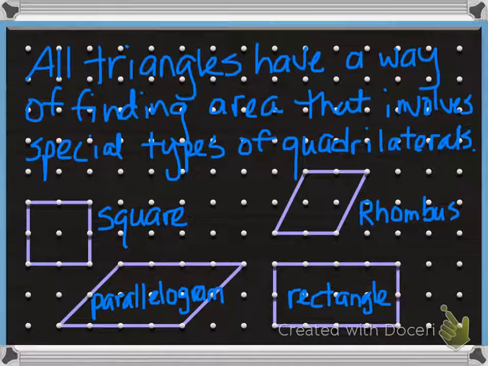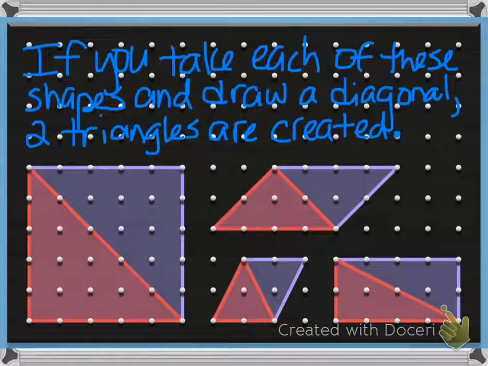All triangles have a way of finding area that involves special types of quadrilaterals. There is a relationship between special types of quadrilaterals and triangles. So if you forget how to find the area of a triangle, if you remember this, you'll be able to figure it out. These apply to squares, rhombuses, rectangles, and parallelograms. If you take each of these shapes and draw a diagonal, two triangles are created, as demonstrated by the red lines that you see.